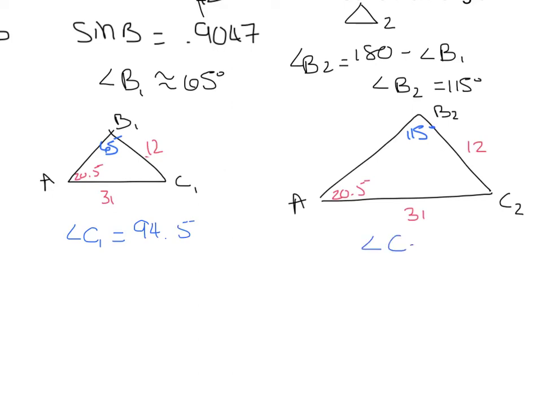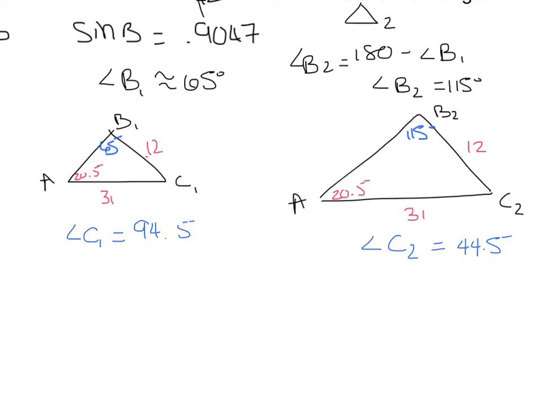Let's go over here, angle C2. Approximation as well, 180 minus 115, that's 65 minus 20.5. We're going to get 44.5 degrees. And now we're just missing little c on each.